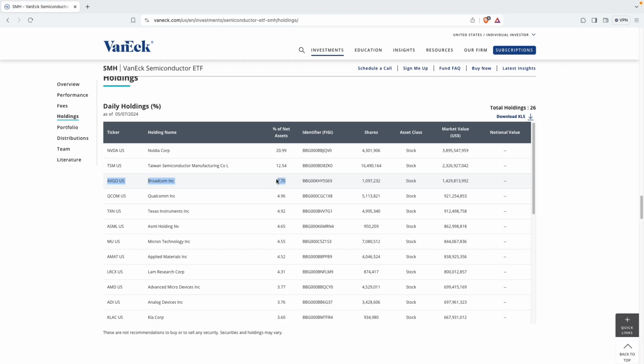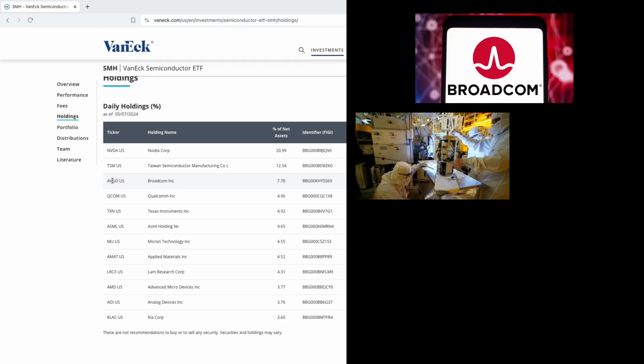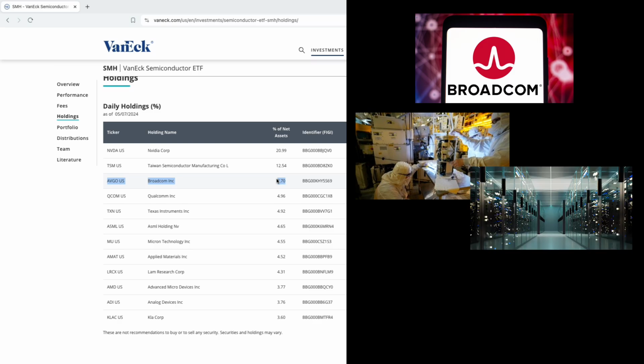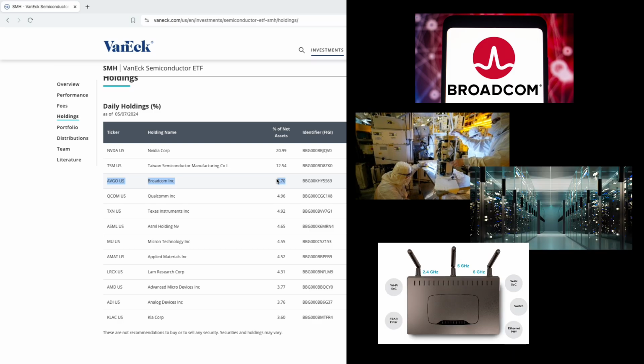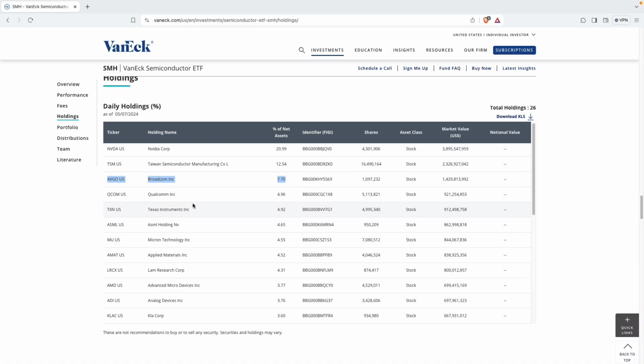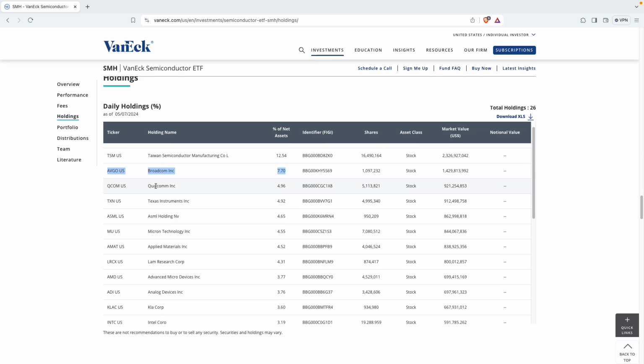And third, we have Broadcom, which designs, develops, manufactures, and supplies semiconductors and infrastructure software products for data centers, networking, broadband, and more. And then here we also have some of the other biggest semiconductor brands, such as Texas Instruments. We have Qualcomm, ASML, Applied Materials, Micron, and some other popular semiconductor names.